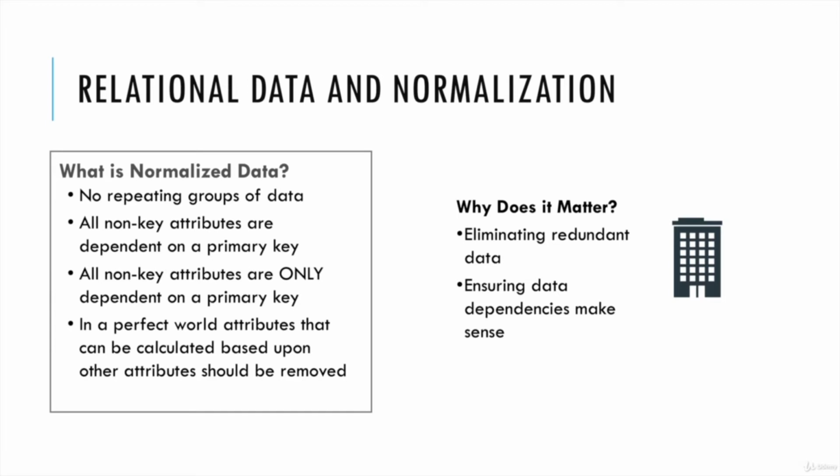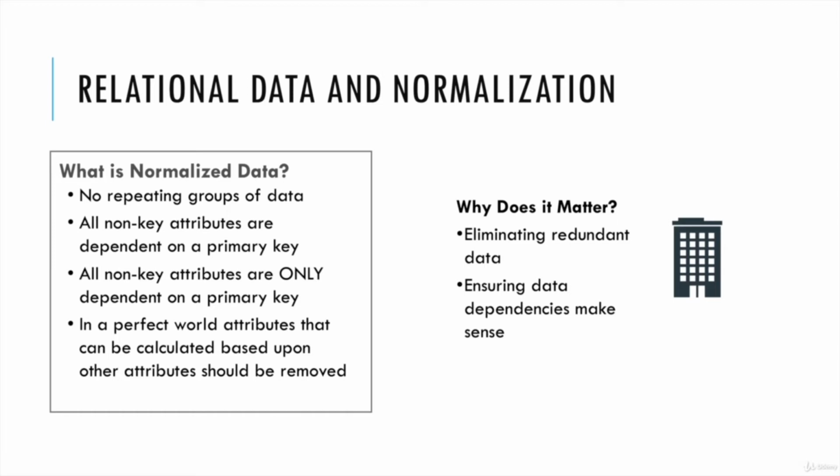All non-key attributes are dependent on a primary key. Let's dig into that. A primary key is basically a key that identifies the record as a discrete item. So for people, let's think about your social security number. It's actually not a very good primary key, but let's think about that. Your social security number identifies you as a person. So this is basically saying all the non-key attributes depend on that. That might be your age, it might be your address, it might be your shoe size. All of that depends on your social security number.